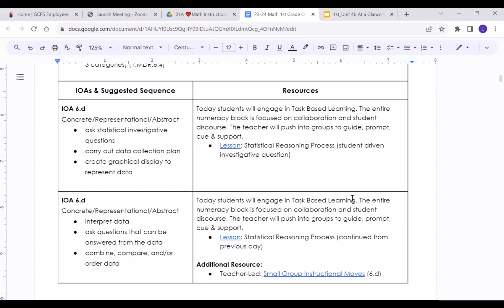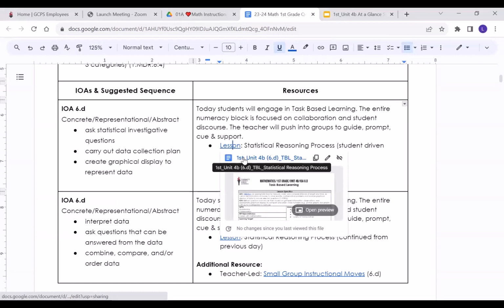For IOA 6D, we begin the unit with a 2-day task-based lesson where students will be engaged in the full statistical reasoning process, from asking a statistical investigative question to collecting and organizing the data, representing the data with a graphical display, analyzing the information by asking and answering questions about the data, and interpreting the results. Students have engaged in this process several times throughout the year. Let's open up this lesson to take a closer look.